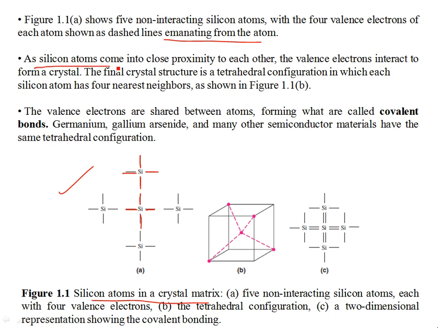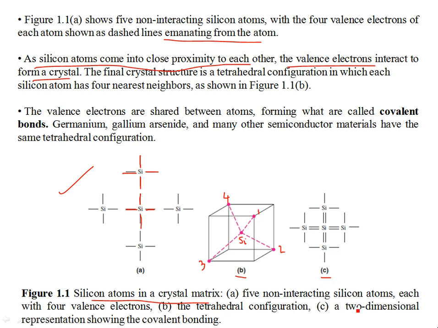Now, as the silicon atoms come in close proximity to each other, the valence electrons interact to form a crystal. Figure B is showing you the geometry. It's like a tetrahedron. For example, this is the center silicon atom, then you have 4 neighbors: the first neighbor, second neighbor, third neighbor, and fourth neighbor. So each silicon is covalently bonded to 4 other neighbors to complete its octet structure. The arrangement is in a tetrahedral fashion. The geometry is tetrahedral.